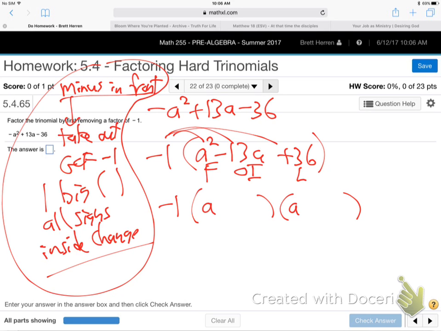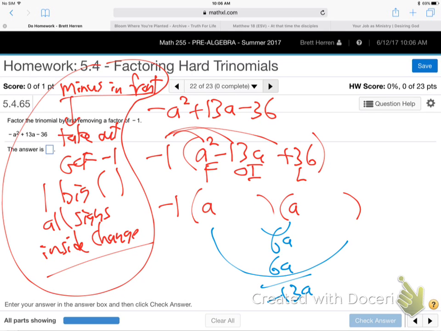And then the last to be 36. Now there's a few options for 36. Could be 6 and 6, but that's not going to work for the middle, right? You can try it. You'll see it won't work. The 2 inner, the 2 outer, 6A, 6A. That's not going to make minus 13A in the middle. 6 and 6 make 12, not minus 13. So it's not 6 and 6. What else can we try?